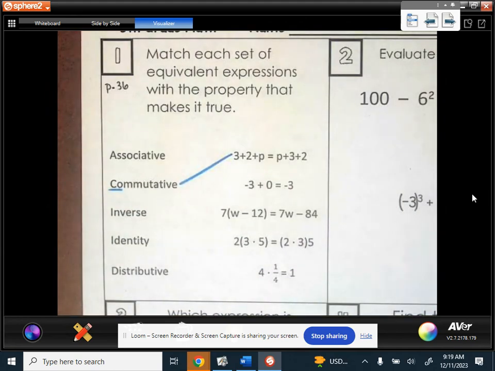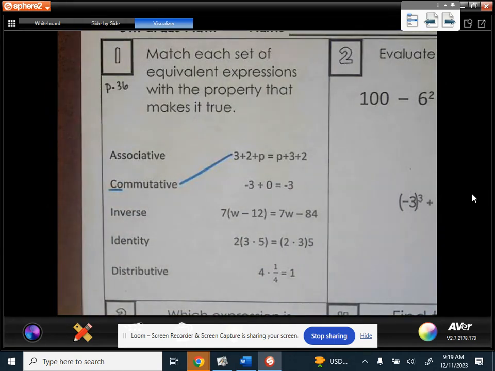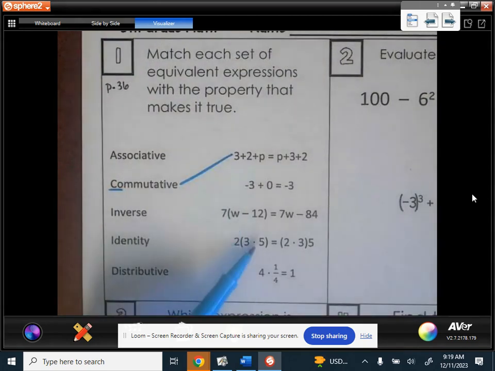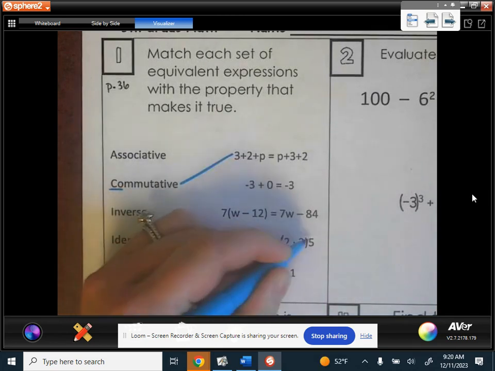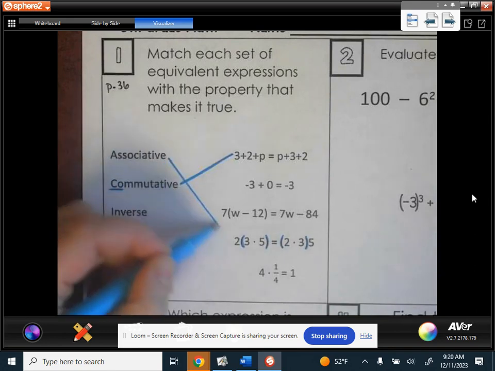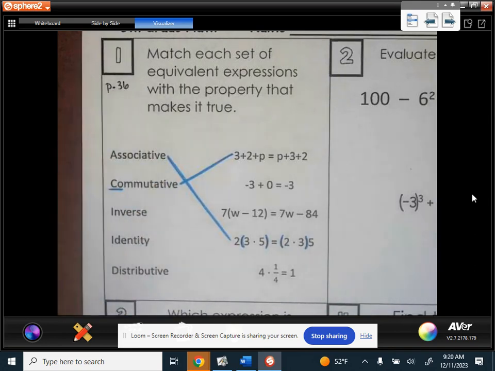The second one in our chant was associative. We said associative, parentheses change, associative, parentheses change. So I have two here that have parentheses, but in this first one, the parentheses didn't change. They actually went away completely. Here we have all multiplication, but the parentheses went from being around the 3 and the 5 to being around the 3 and the 2. So because those parentheses changed places, that would be an example of the associative property.